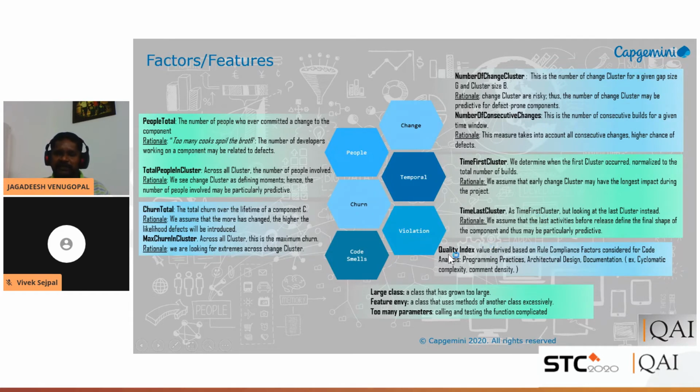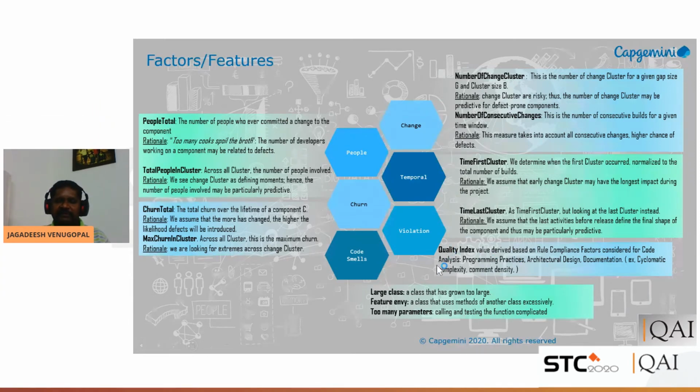We will also derive a quality index coming from various code quality factors from the static code analysis data, for example cyclomatic complexity and comment density and so on. Code smells are also a very good indicator for risk prediction, so we will consider them too. Again, this is coming from your static code analysis data. Churn is another very important thing to assess the risk. In a given time, how many changes have happened to a file, and when is the maximum number of churn happening to a cluster?